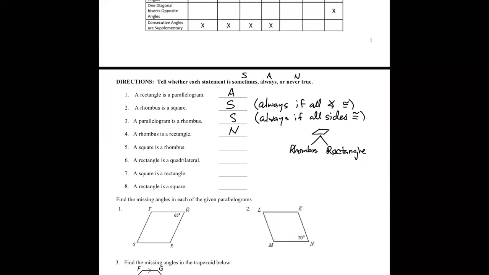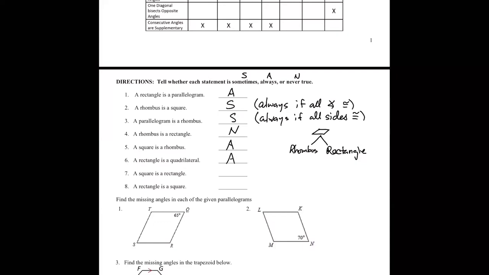All right. A square is a rhombus. That's true. That's always. If I say this is a rhombus, but you're looking at a square, I'm not wrong. I'm just not being as specific as I can be. A rectangle is a quadrilateral. Well, they're all quadrilaterals. So that's always.